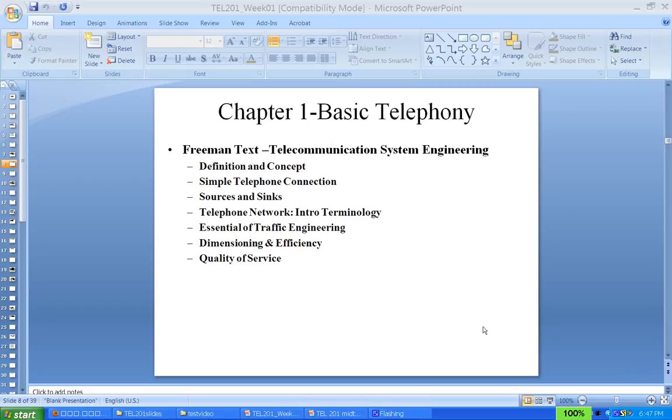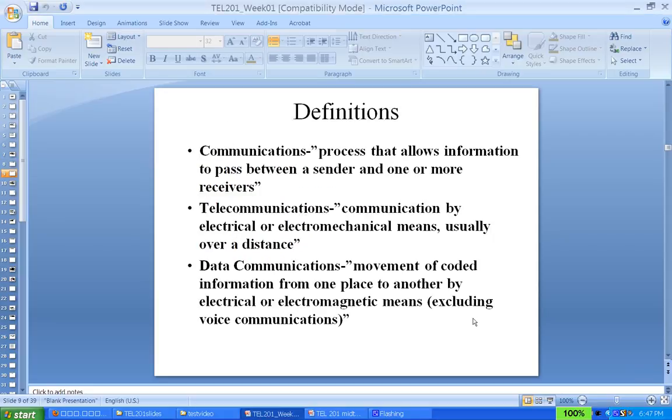Okay, let's look at chapter 1. In chapter 1, we discuss the basic telephone system. In this chapter, we need to know the basic concepts about the telephone network. First, the definitions: what is communication, data communication, etc.